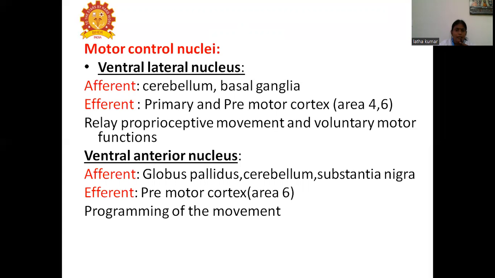Next one is the ventral anterior nucleus. Ventral anterior nucleus is involved in the programming of the movements and it is controlled by the basal ganglia. So it receives afferents from the globus pallidus, cerebellum and substantia nigra. The efferent fibers go from the ventral anterior nucleus to the premotor cortex, area number 6. This nucleus is mainly involved in the programming of the movement.